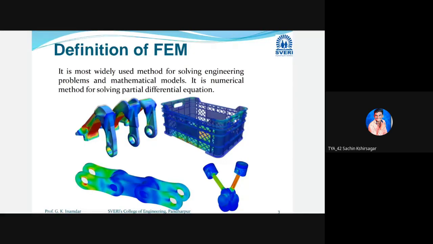Okay. Mom subject, Tom subject. These are the analysis subjects. In that you have studied partial differential equations. But all these analyses, all these problems, we can solve by using FEM software.